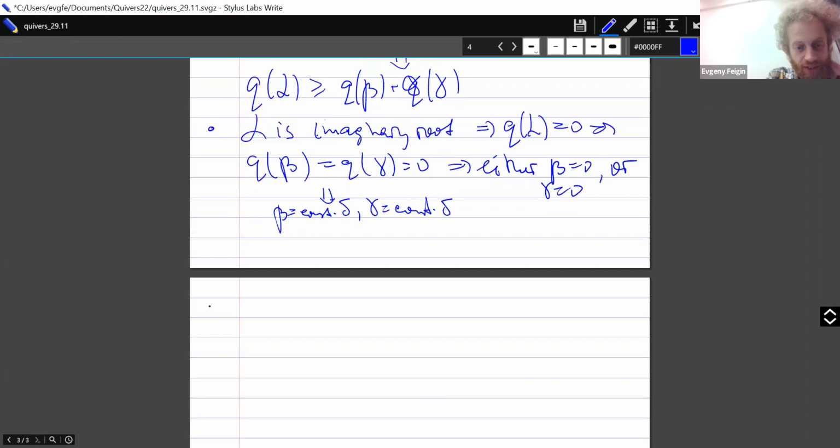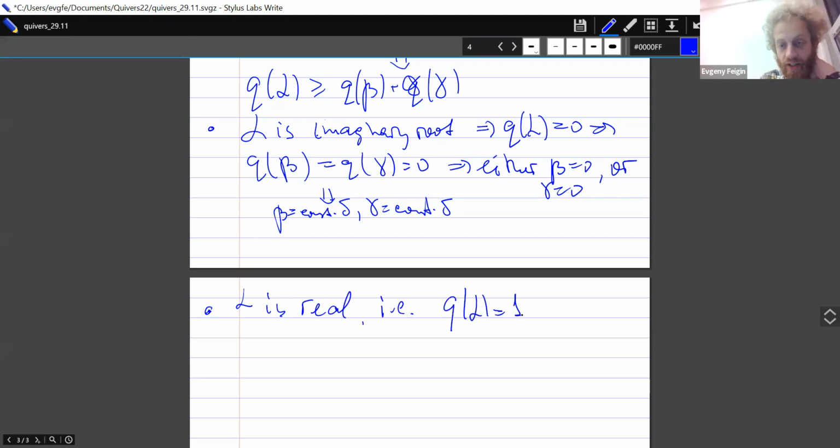Now let's work out the second case. If alpha is real, this means that Q of alpha is 1. So we argue the same way, and we obtain that 1 is Q of beta plus Q of gamma. So what is wrong with this situation? Or maybe not wrong, but how to show that in this situation also either beta or gamma is 0.